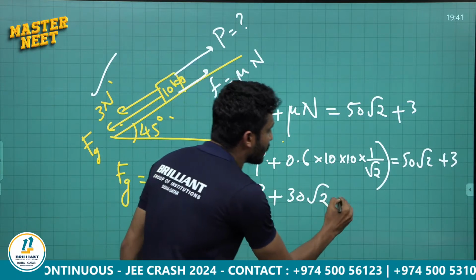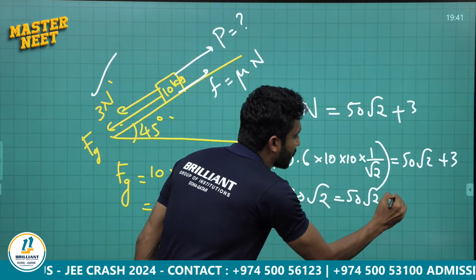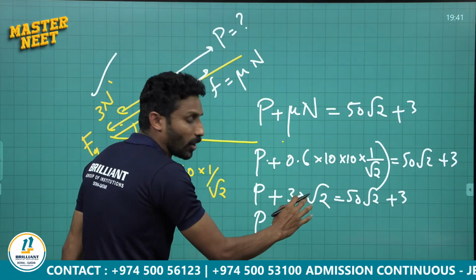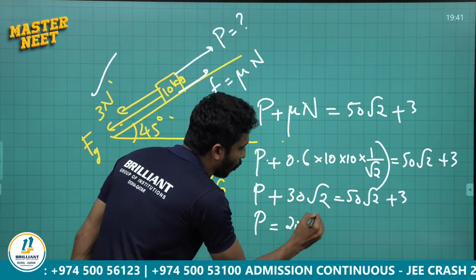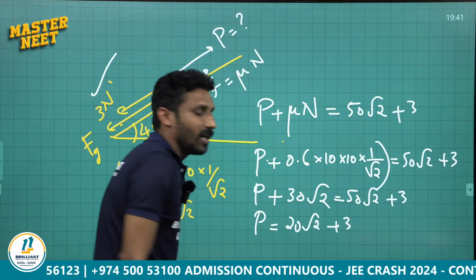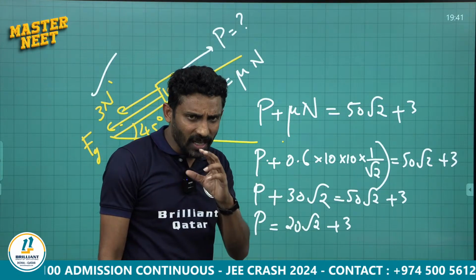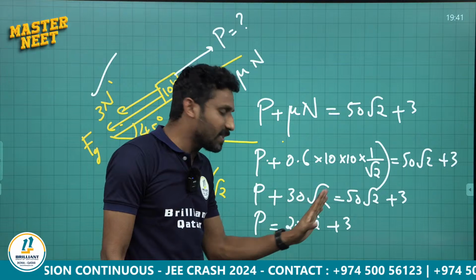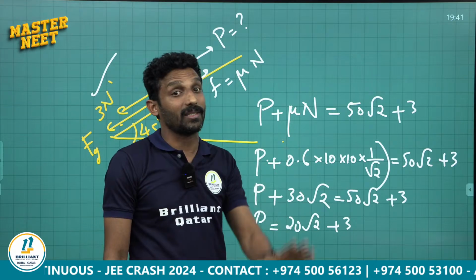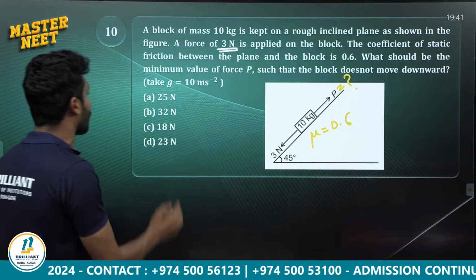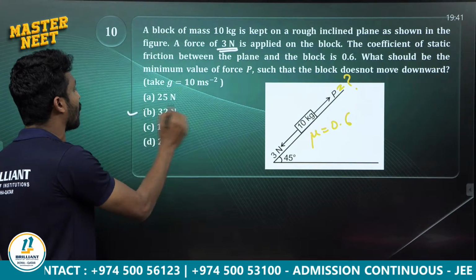P plus 30 root 2 is equal to 50 root 2 plus 3. Understood? So what is the value? Moving 30 root 2 to that side, P equals 20 root 2 plus 3. Root 2 is 1.41. Then 20 root 2 is 28 point something, plus 3 is equal to 30 plus something. Check the options. The answer is 30 plus something, so this is the answer, 32 Newton.